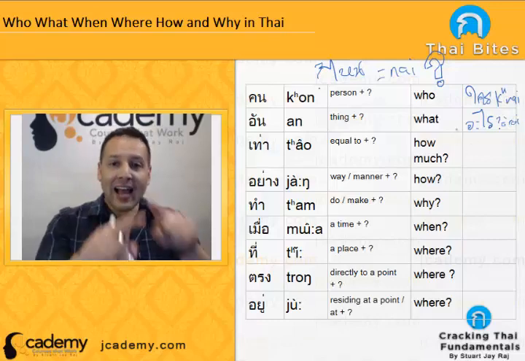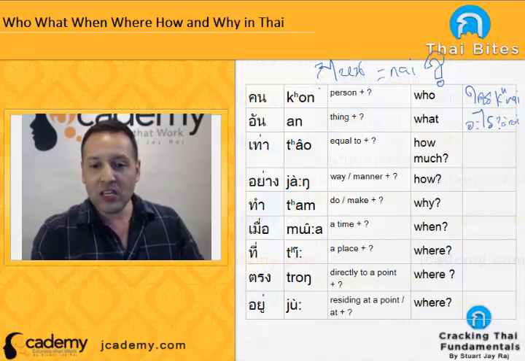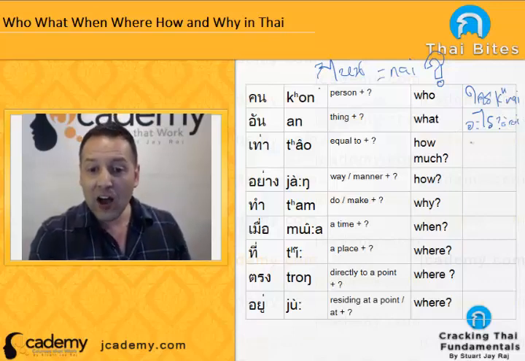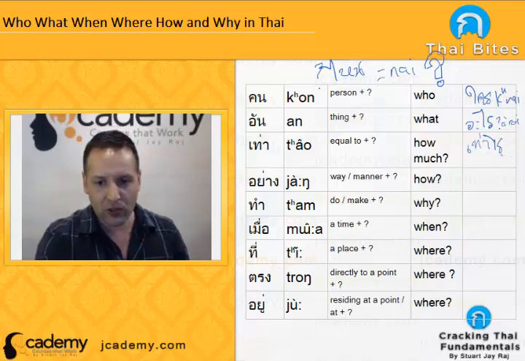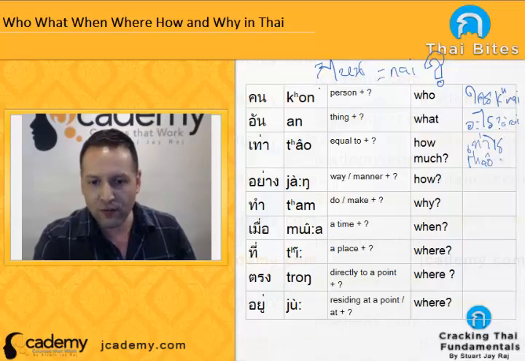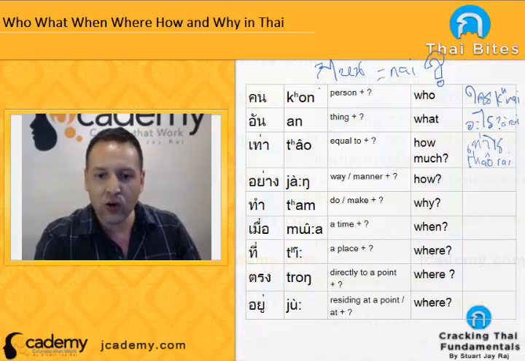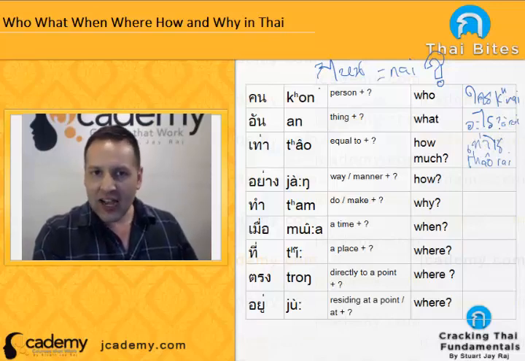Now the next word เท่า, you remember that word? เท่า, to be equal to. So to be equal to what? How much. So we have the word เท่าไหร่. Sometimes you'll see it written เท่าไหร่ with a low tone, but here we go. เท่า falling tone, and ไหร่, the nai becomes ไหร่. เท่าไหร่.